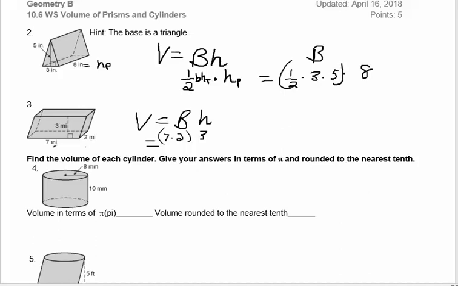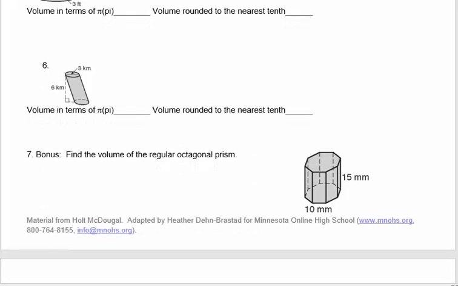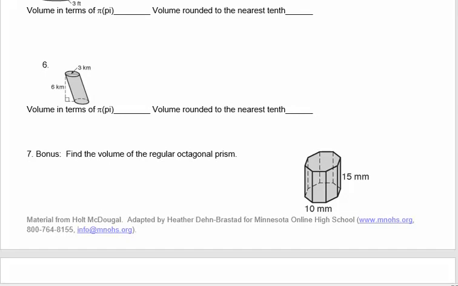All right, now when you do the cylinders, you need the radius and the height of the prism. It tells you to give your answer in terms of pi and rounded to the nearest tenth. Let's do number 6. In number 6, we don't know the radius yet. We have to find the radius, which is half of the diameter. So the radius would be 1.5 kilometers. The height is 6. That's what we need, the perpendicular height from one base to the other.